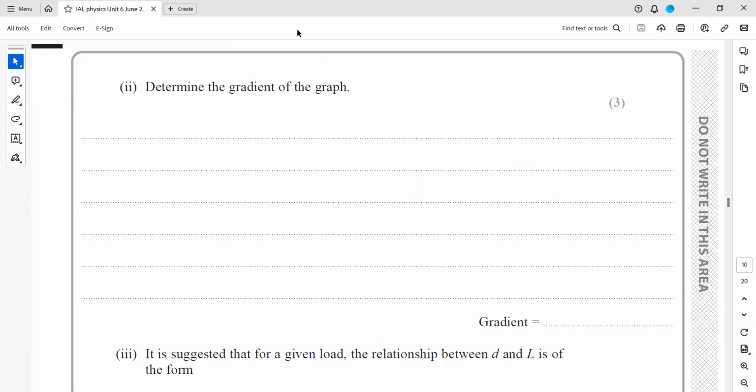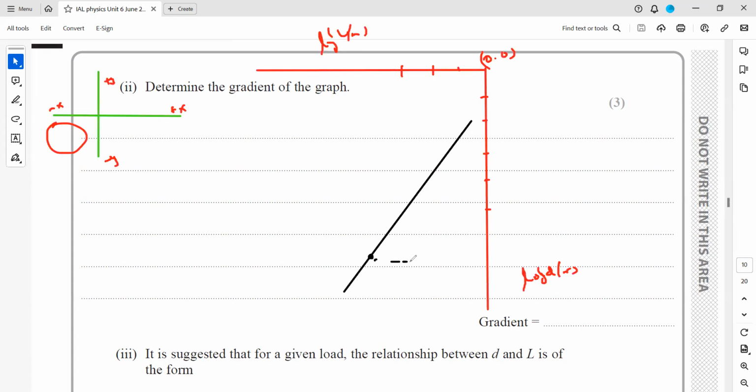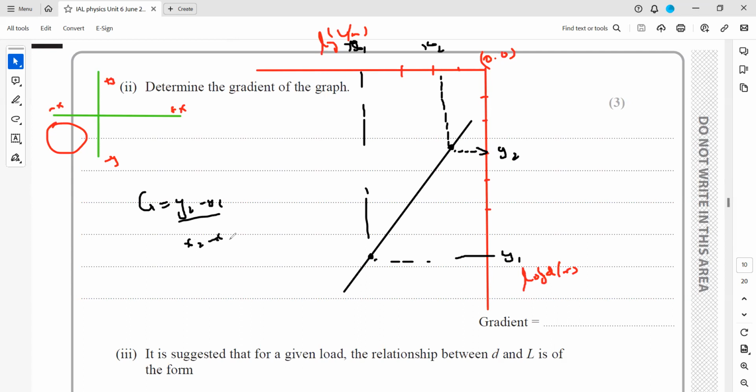Take any two values from your graph. The first value you took on the y-axis, you call y1. The first value on the x-axis, you call x1. And the distance between the two points you take for the gradient should be more than 5 centimeters. So this will be y2 and this will be x2. You will use the formula: gradient is y2 minus y1 over x2 minus x1. That will give us the gradient.